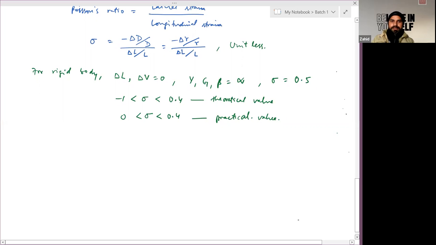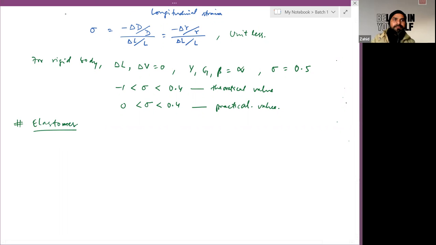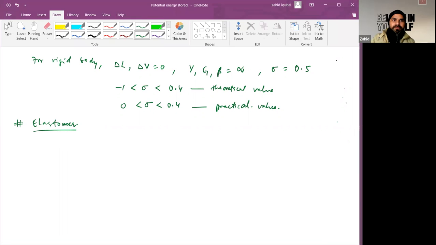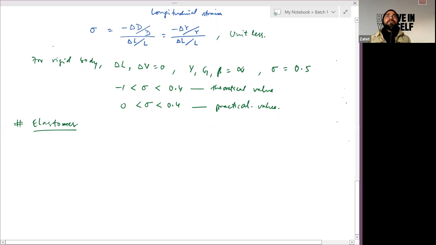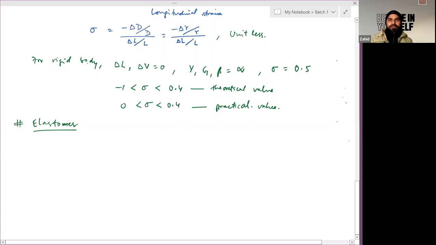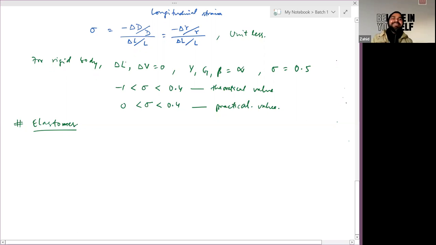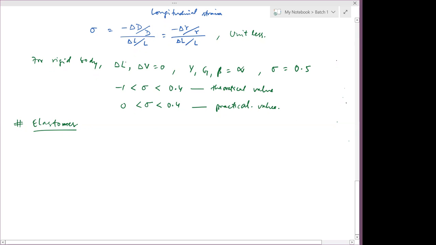Okay. Next is elastomer. You must have used thermocol for various school projects. Hamza, what is the main use of thermocol? Sir, for charts or something? Okay, for stationery things? Yes, sir, like in school, mainly that is used for it.